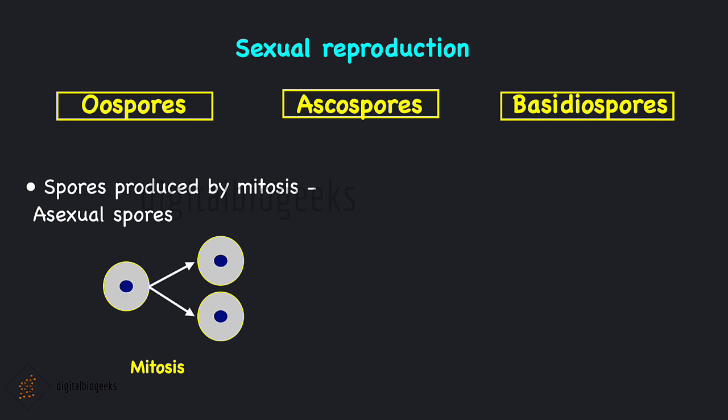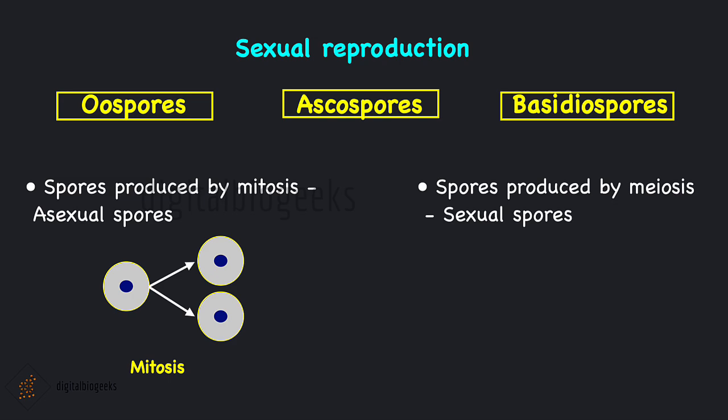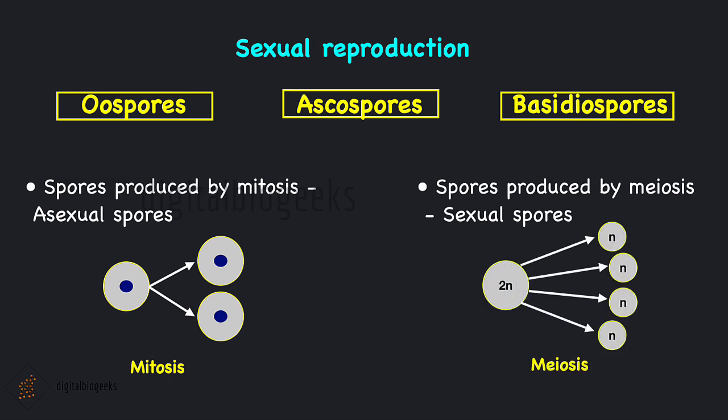Here, only one parent is needed for the production of a new individual, and that is why the spores produced by mitosis are called asexual spores. But the spores produced by meiosis are called sexual spores. They are haploid in nature. That means they have only half the number of chromosomes or only one set of chromosomes. Here you can see this is a diploid cell, and from this diploid cell haploid spores are produced. N represents haploid. If they want to grow into a new organism, another parent is needed. Because they have only half the number of chromosomes, they need another half to grow as a new individual or a new fungus. That is why they are called sexual spores.